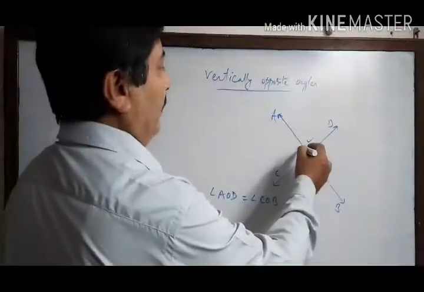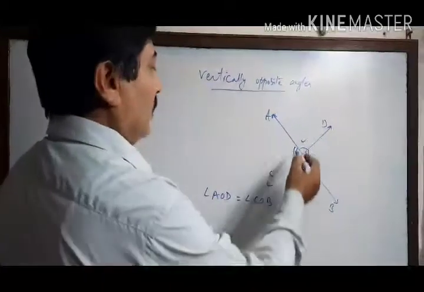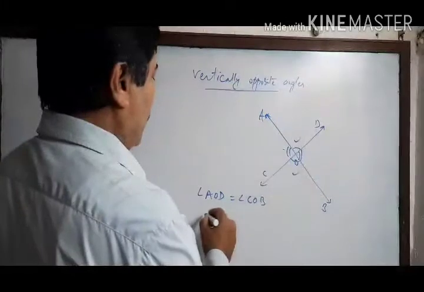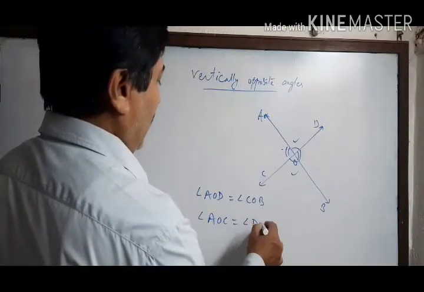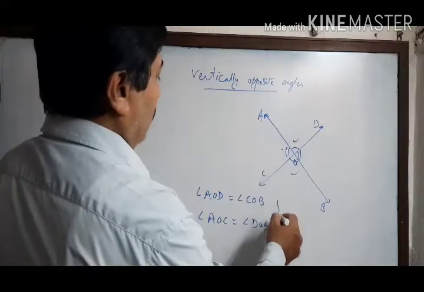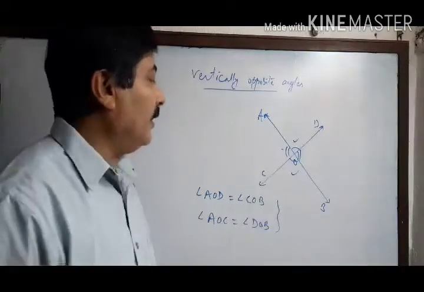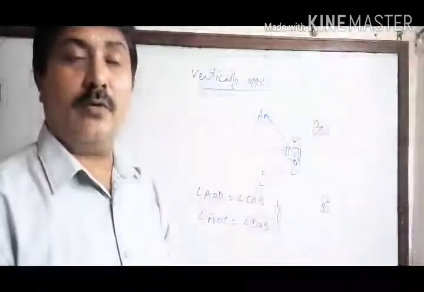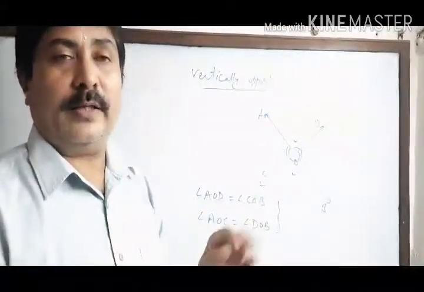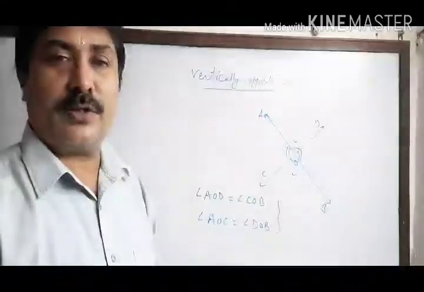The other two we have, these two angles. These two are also vertically opposite angles. Angle AOC will be equal to angle DOB. So these two pairs of vertically opposite angles will always be equal. That is like a formula that will be used in solving a question.